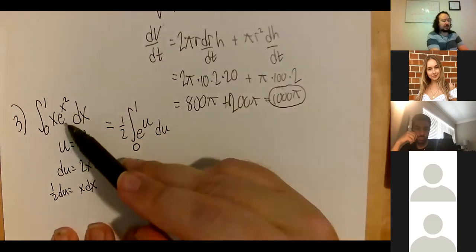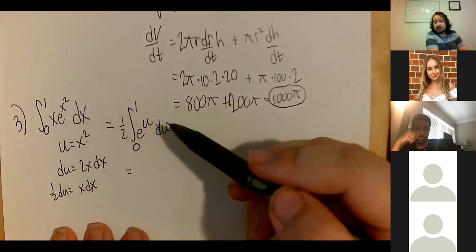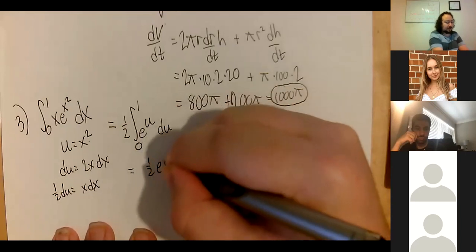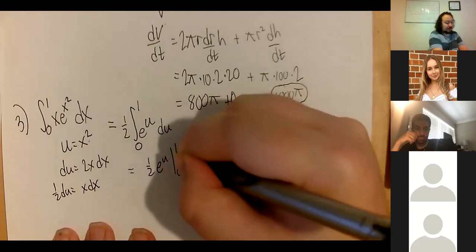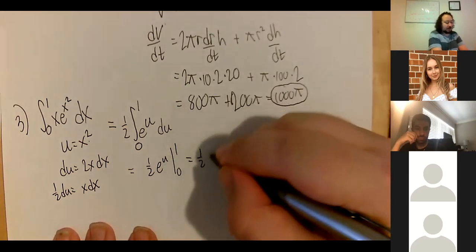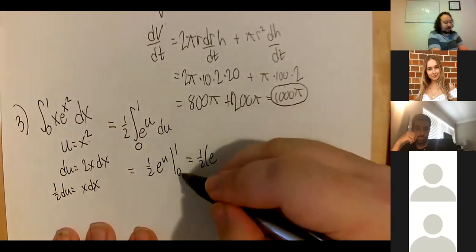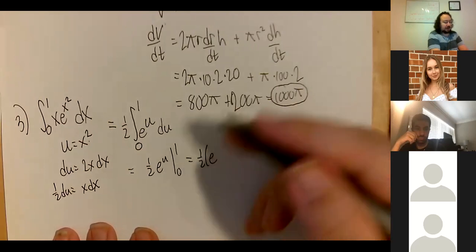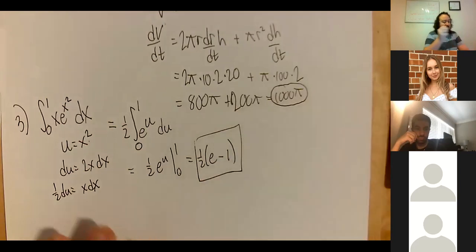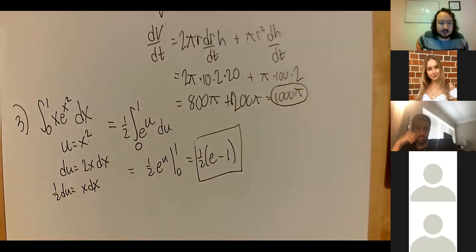All right, now we've turned this kind of scary looking integral into a very easy integral. The antiderivative of e to the u is, of course, e to the u. This will go from 0 to 1. And then we plug 1 into here. That gives me e. And then I plug 0 into here, and e to the 0 is 1. So we end up with 1/2 times e minus 1, or I think it's e minus 1 over 2 in the answer choices.